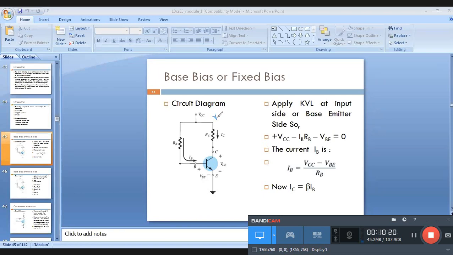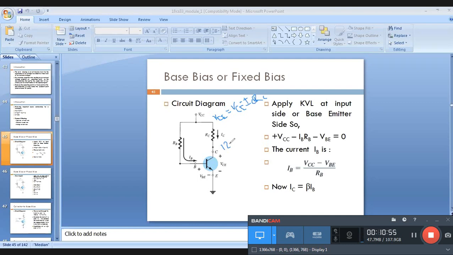Take VCE outside. VCE is equal to VCC minus IC into RC. Now we have to substitute the values. What is the VCC value? VCC is equal to 12 volts or 15 volts.